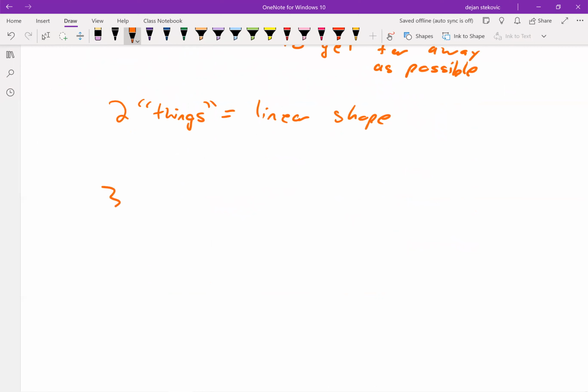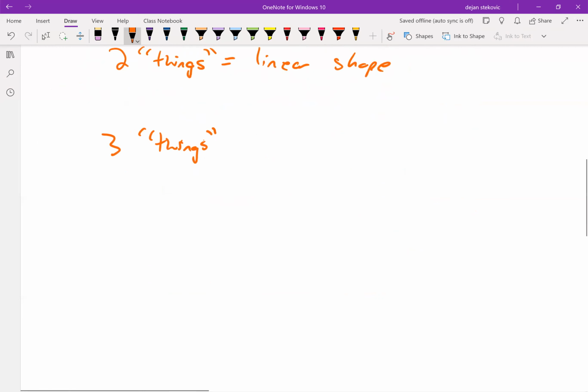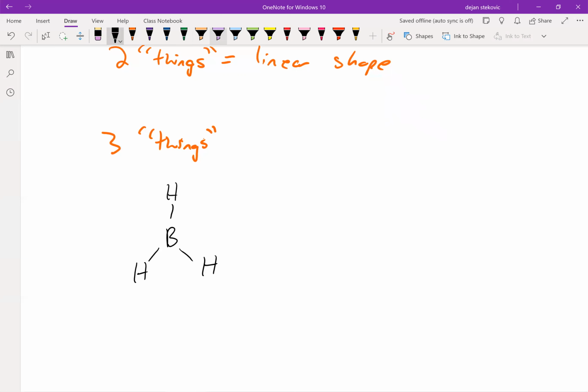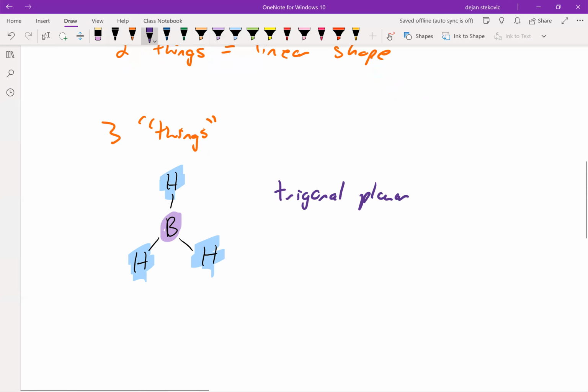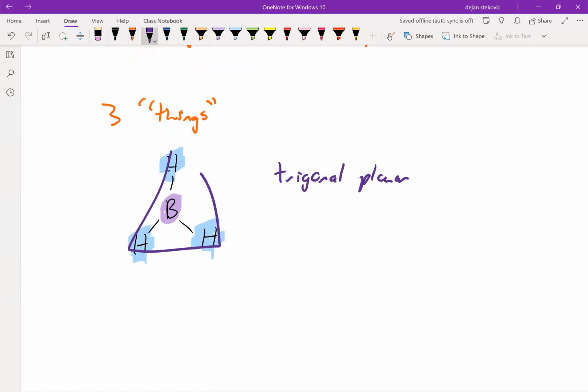If we have three things attached to our central atom, it's going to look a little bit different. An example of this would be BH3. So B is our central atom, and it's attached to 1, 2, 3 things. So when it's attached to 3 things, we call this trigonal planar. It looks like a central atom with 3 things on the side. You can think about it as a triangle, and it's planar, it's flat. So it describes it pretty accurately.